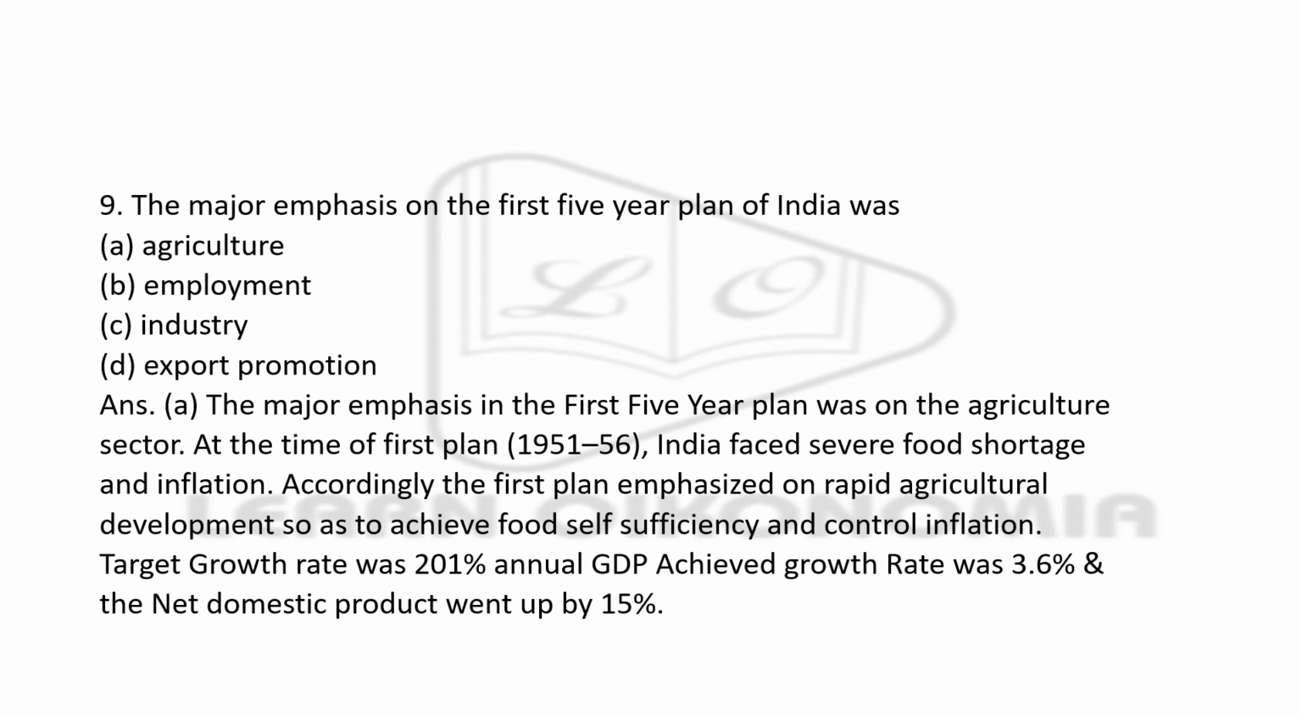So as a result, the first 5-year plan concentrated on the agriculture sector. It aimed at increasing agriculture production, rapid agriculture development, food self-sufficiency, inflation control, all these kinds of things. The target growth rate was 2.1% of annual GDP, but what was achieved was 3.6%, and the net domestic product went up by 15%.